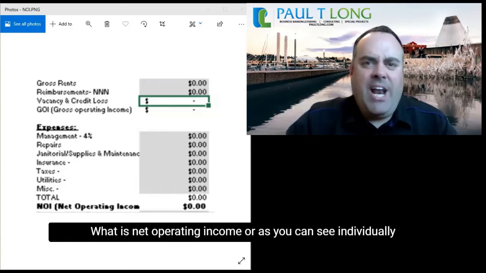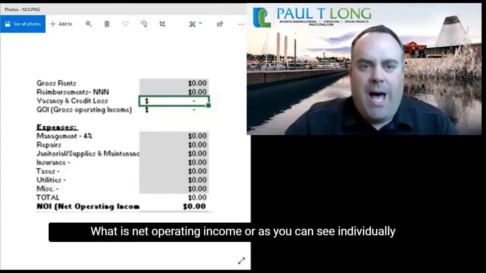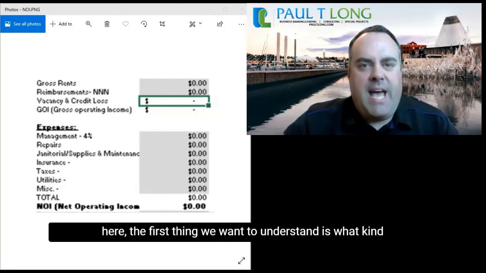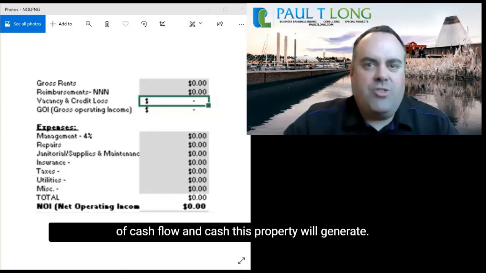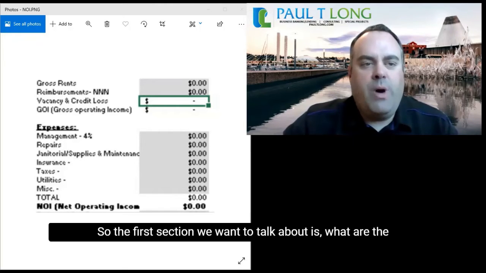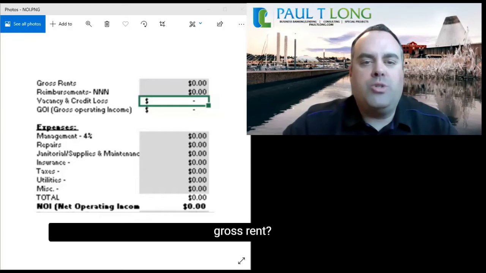What is net operating income, or NOI? As you can see in the visual here, the first thing we want to understand is what kind of cash flow and cash this property will generate. So the first section we want to talk about is what are the gross rents.